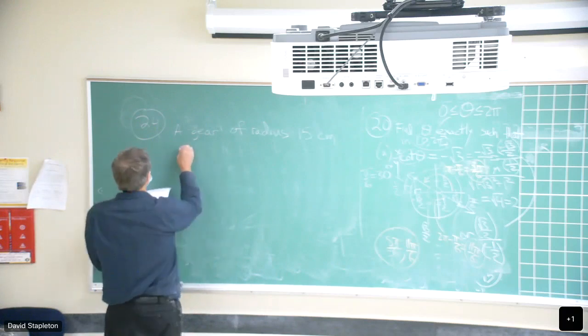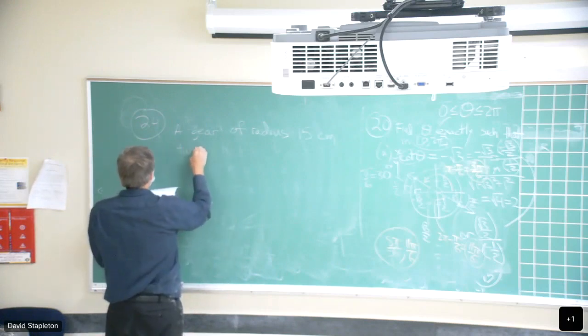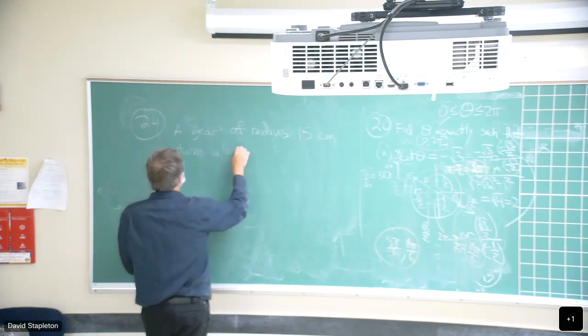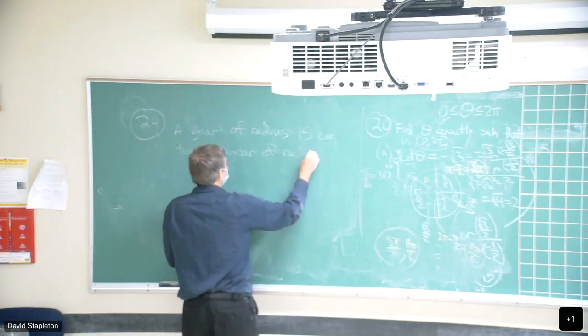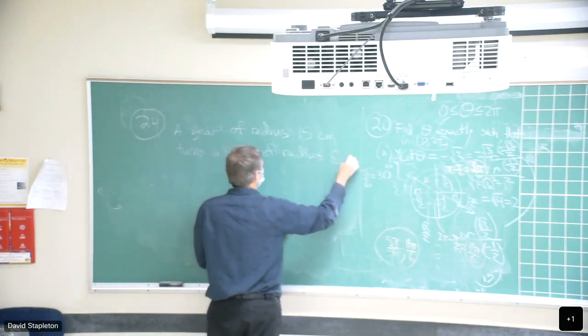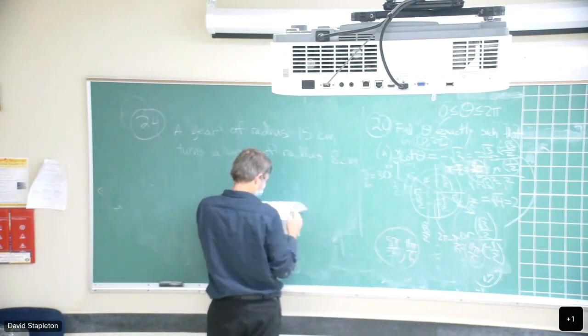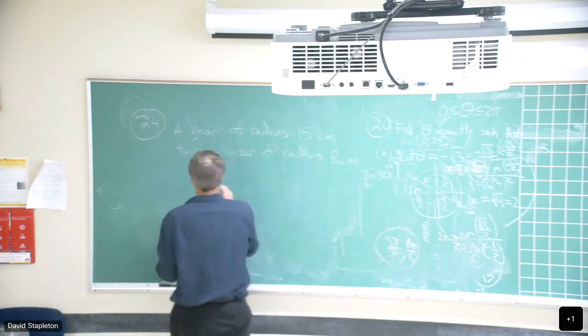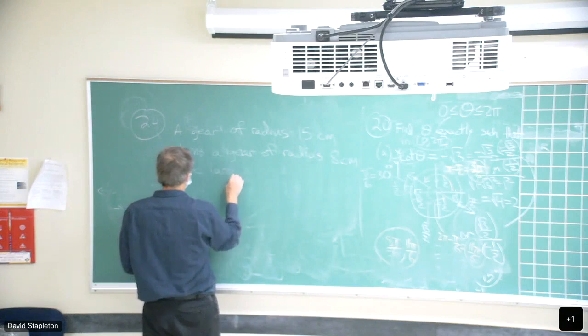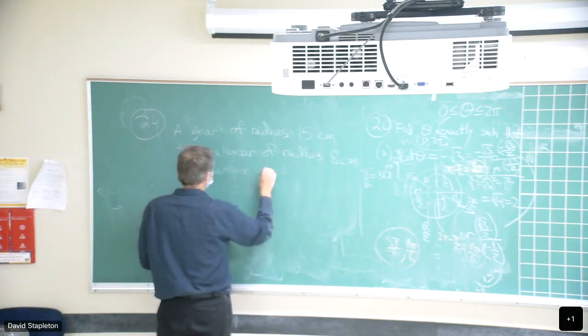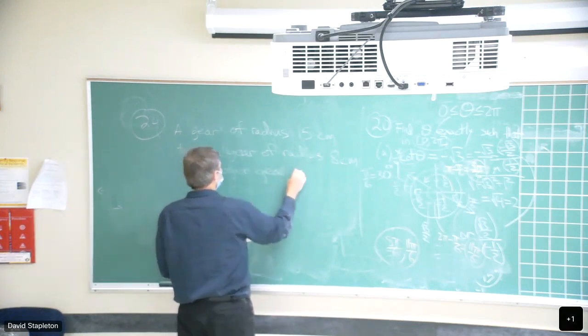Turns a gear of radius 8 centimeters. If the larger gear turns 120 degrees, how far does the smaller gear turn? This one is good for visualization.